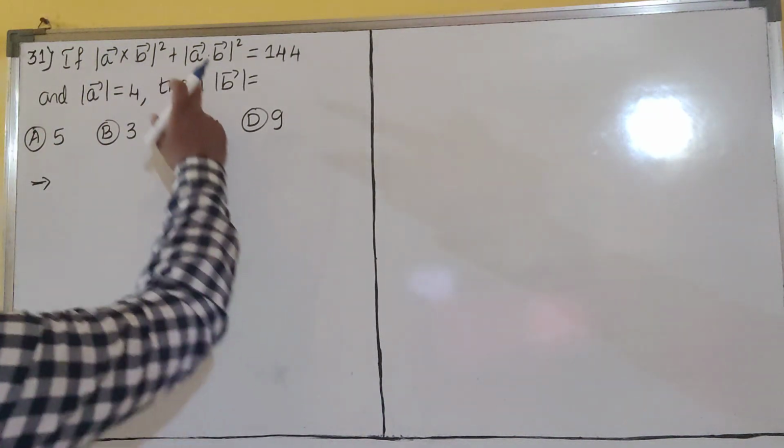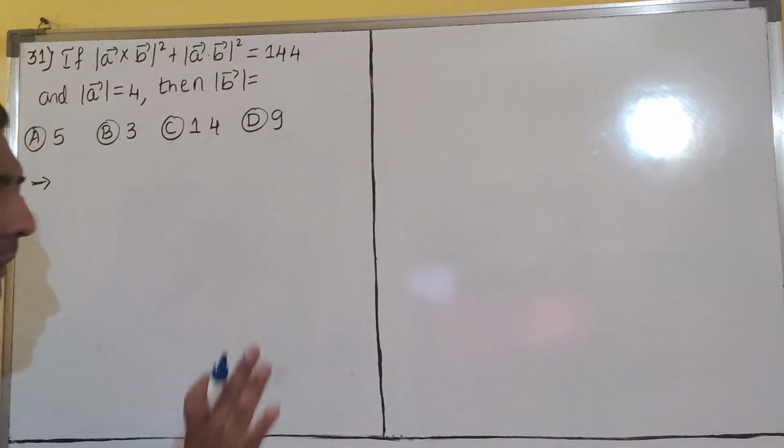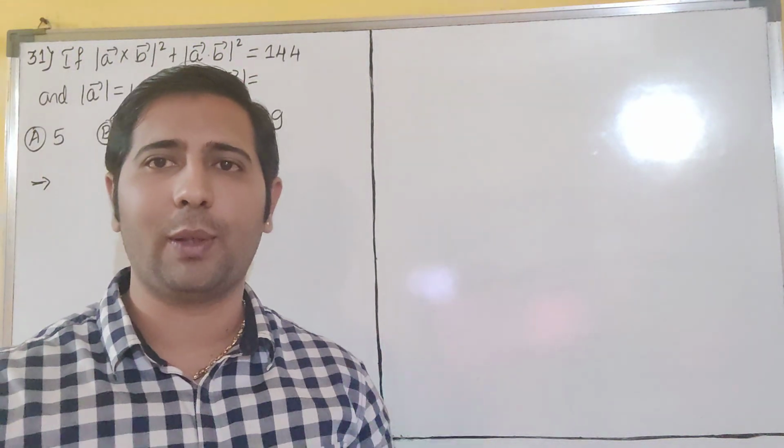So magnitude of A dot B whole square is nothing but A dot B whole square only, dear students.